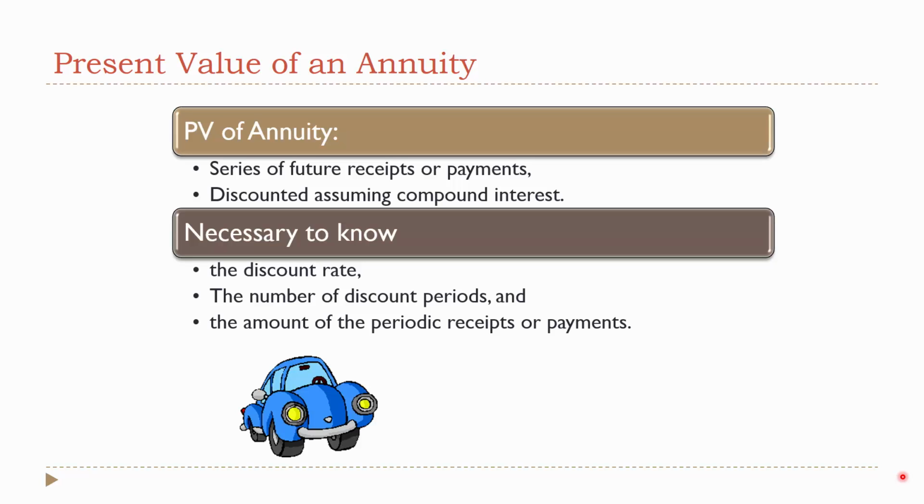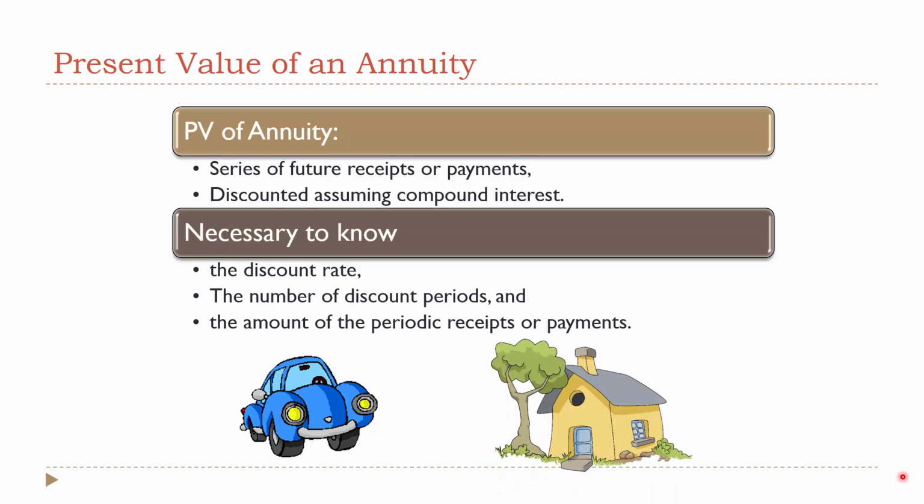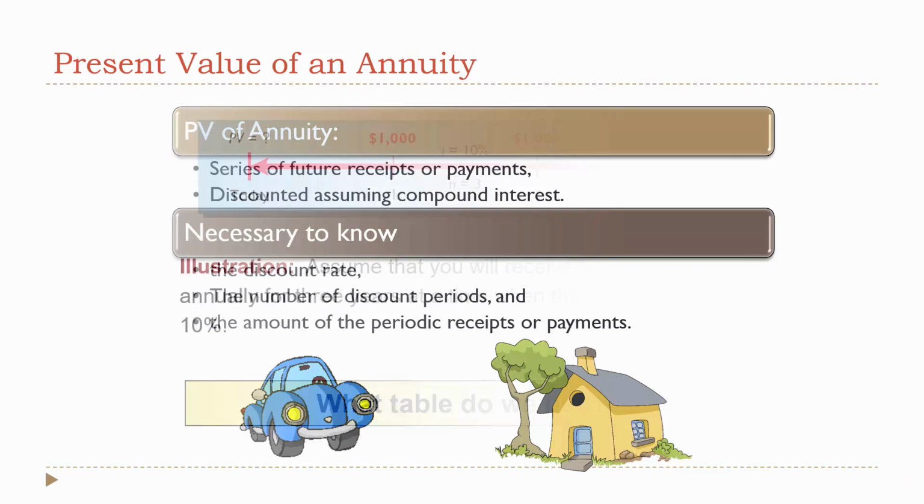Okay, and again, an annuity is like a regular sum. This is the way car loans work. It's also the way that mortgages work. So this is really good information to know.